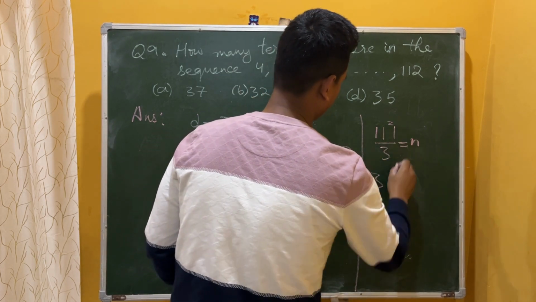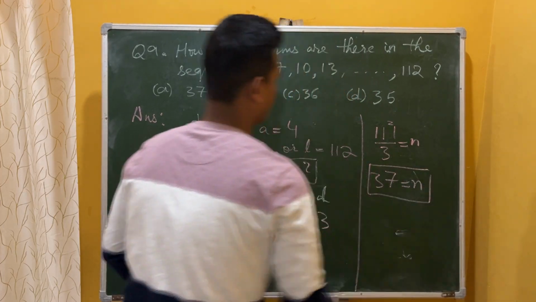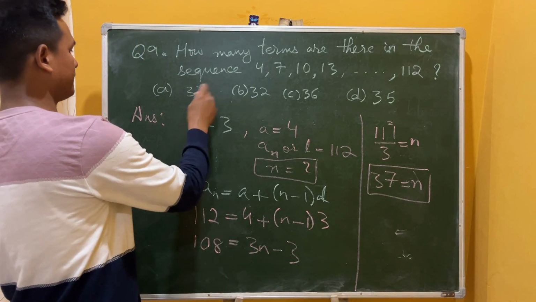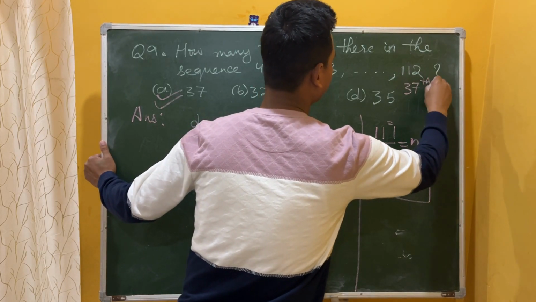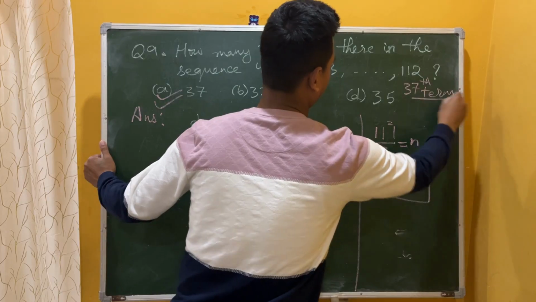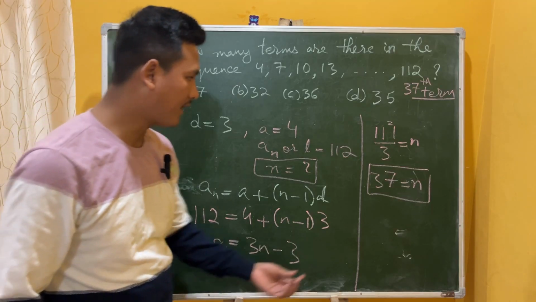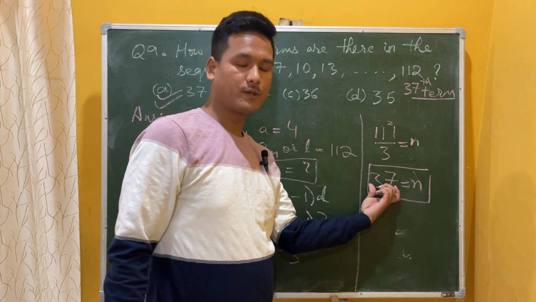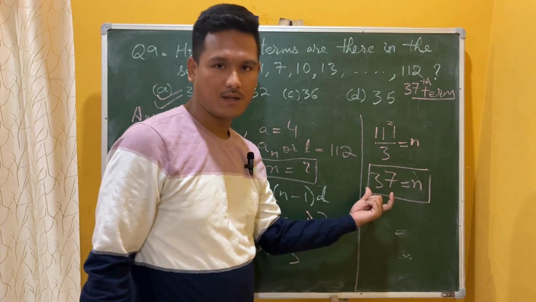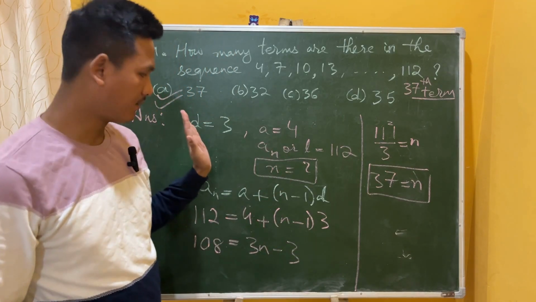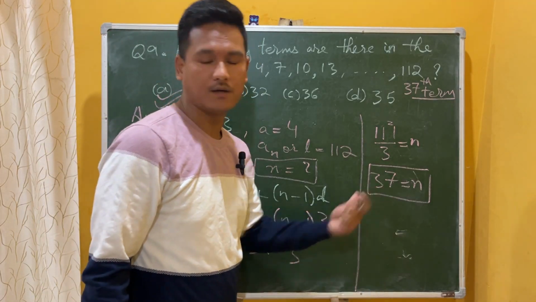So there are 37 terms. This is the correct answer. So this 112 is the 37th term. And remember, when we are finding n, your answer must always be a whole number. If it comes as a fraction, then you must understand that somewhere you have made a mistake and recheck. It should always be a whole number.